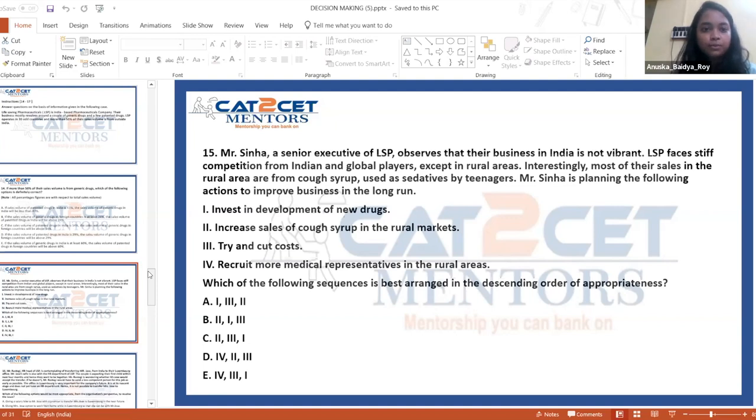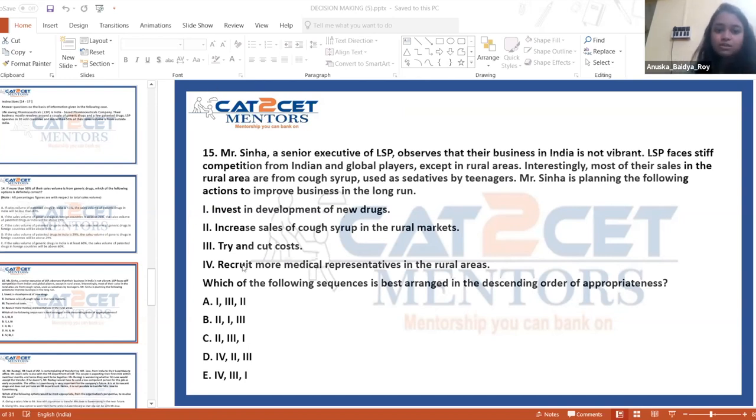LSP faces stiff competition from... Somebody is raising a hand. Just let me see. So question number 15 tells me that Mr. Sinha, as a senior executive of LSP, observes that the business in India is not vibrant. LSP faces stiff competition from Indian and global players, except in rural areas. Now, why? Interestingly, most of the sales in the rural areas are from cough syrup, used as sedatives by teenagers. Okay, so Mr. Sinha is planning the following action to improve business in the long run. So what is being observed is that we are not thriving in India. We are facing competition from Indian and global players, except in rural areas. But in rural areas, what are we selling? Cough syrups. And who is consuming cough syrup? Teenagers. And are they consuming it as a medicine? No, they're consuming it because of its sedative effects, right? So now I want to improve my business in the long run. Again, very important, in the long run, right? He's planning to improve his business in the long run.